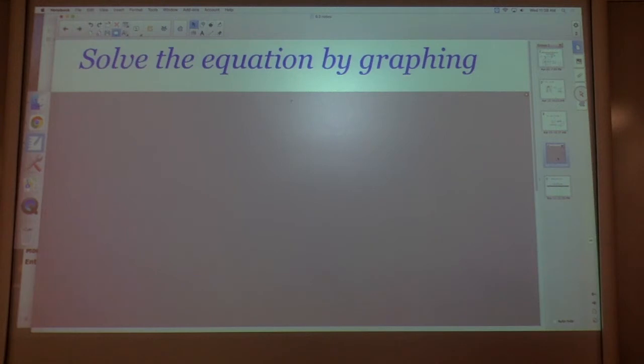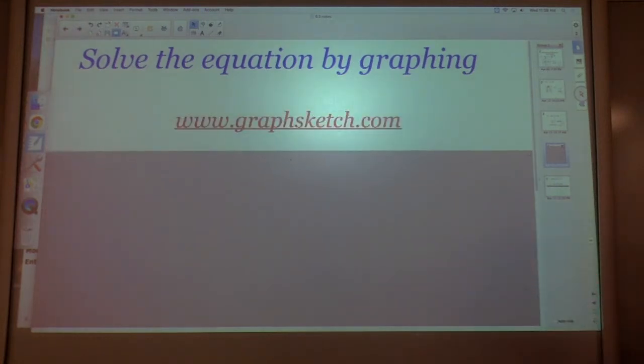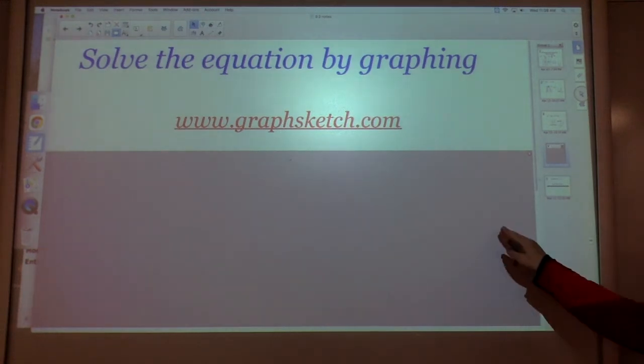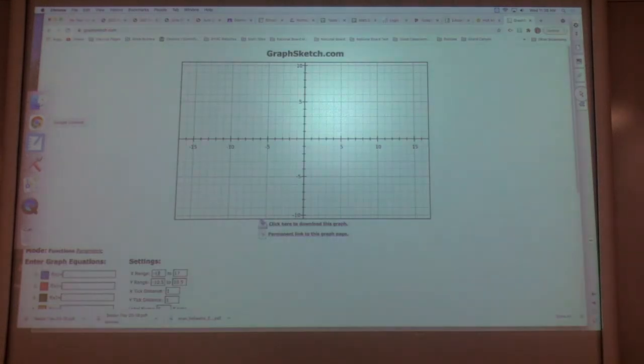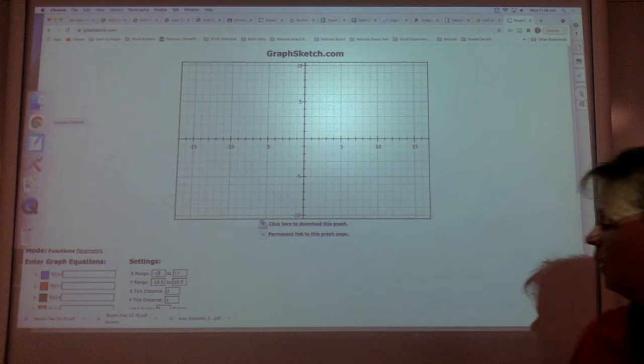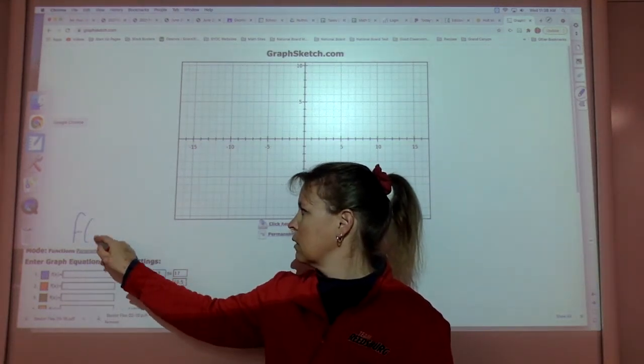So now you are going to graph these to find out, but there's some good news. You're not graphing by hand. Go find this website, www.graphsketch.com. Plug it in. When you go to the website, it looks like this. It's going to graph for you. Over here it says f of x equals.